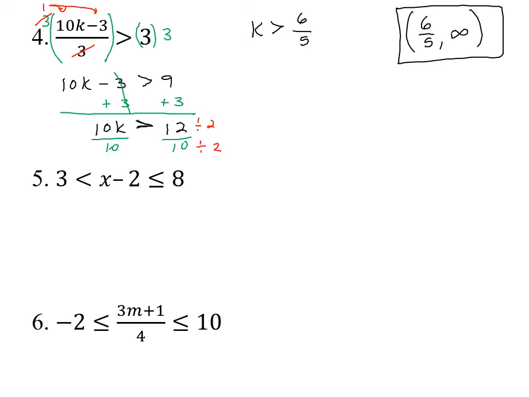And then if I were to graph that, just like on the last one, 6 over 5 is probably not going to be on the number line. So you'll see the number 1. You'll see the number 2. 6 over 5 is 1.2. So you would probably see a parenthesis just a little bit to the right of 1. And then we would just fill it in as we go to the right.